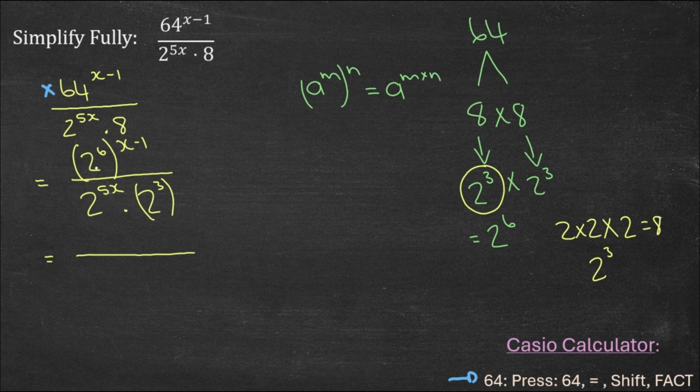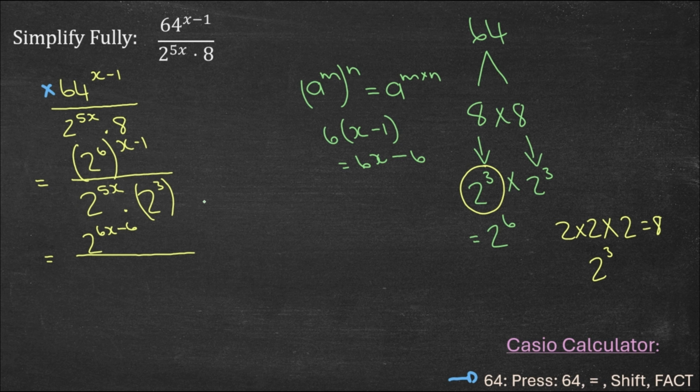So here I've got a base with a power or exponent that is raised to another power. So I'm going to apply this law. I write my base, and now let's multiply. It is 6 multiplied by x minus 1. So I have to distribute this 6 into the bracket, and that will give me 6x, positive 6 times negative 1 gives me negative 6. So I know that the exponent is 6x minus 6. There's nothing else in the numerator that I can simplify, so let's move to the denominator.